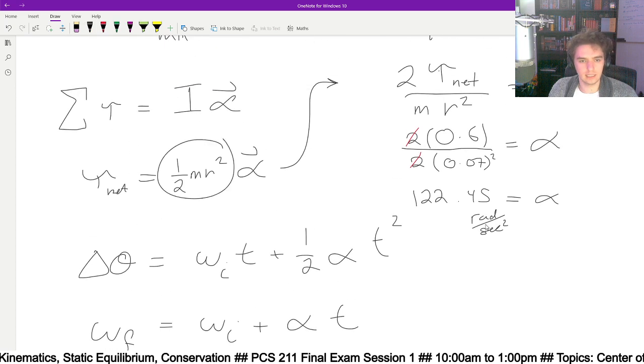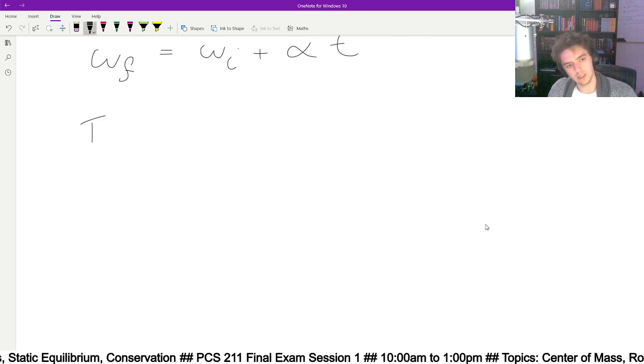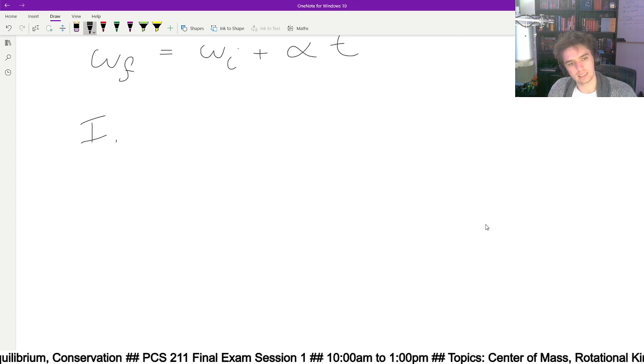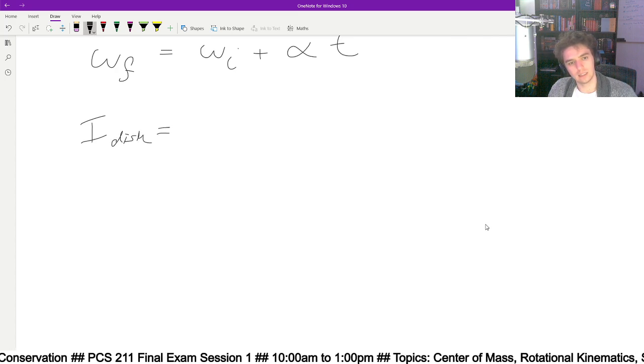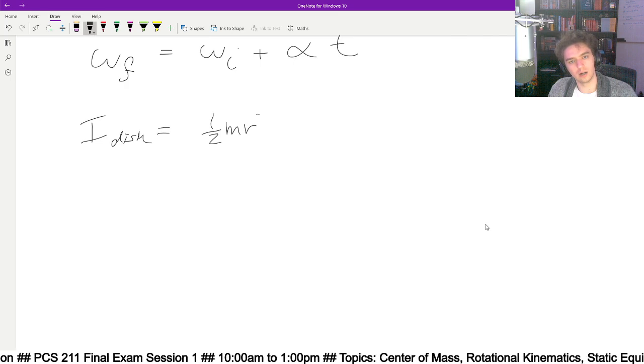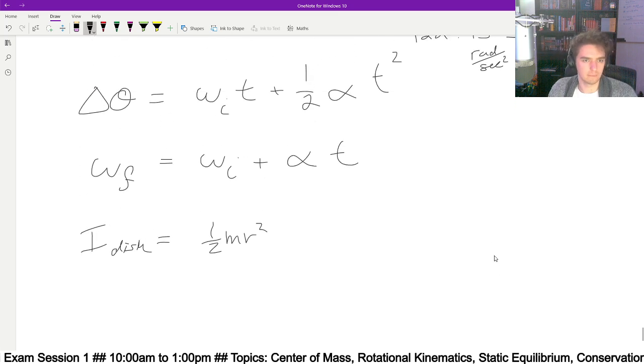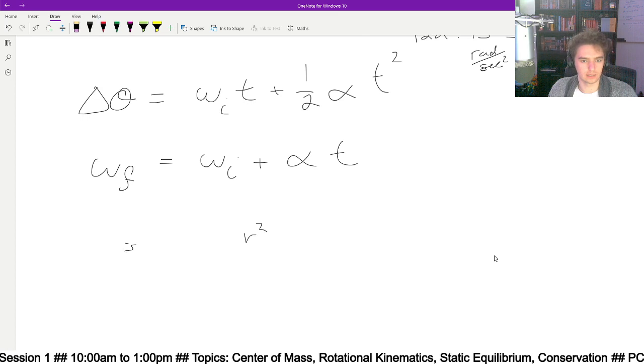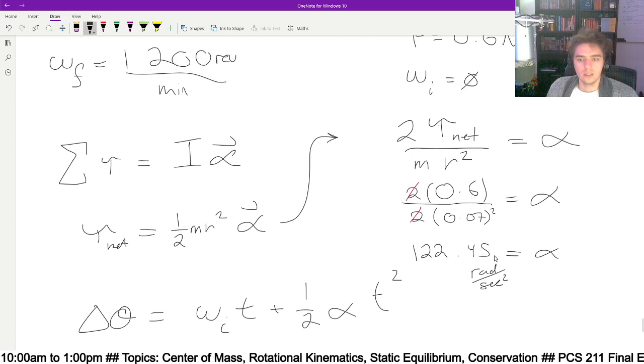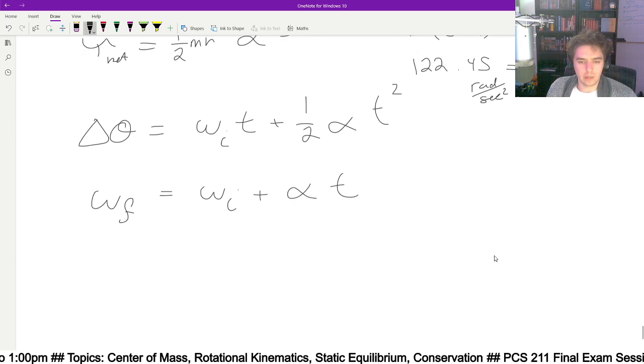So the inertia for a disk is 1/2 mr squared. Yes, the list they gave, the chart. Okay, got it. I'll erase that because it's kind of in the way, but yeah, that's right. So there you go. That's our acceleration. Now I can just rearrange this one for t.